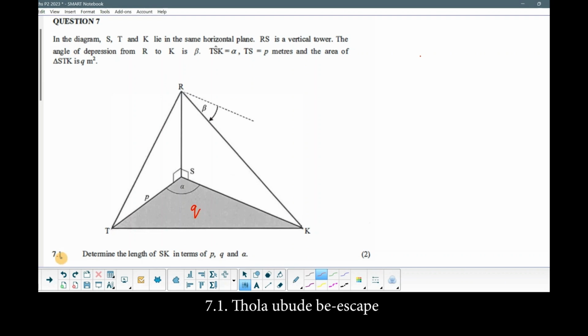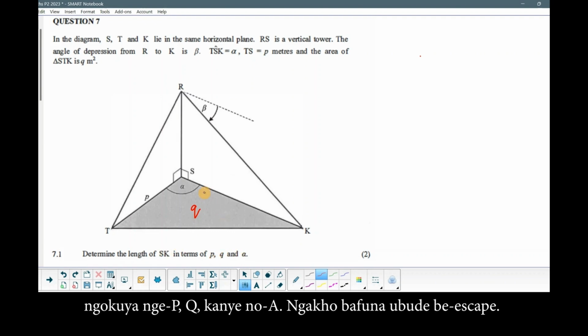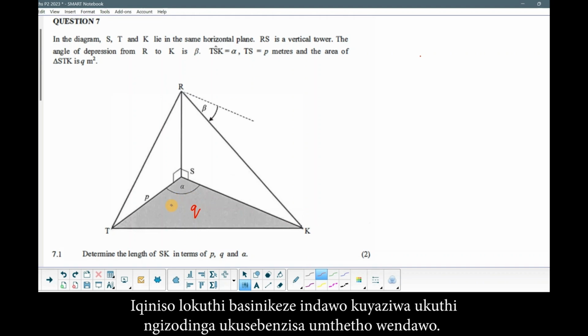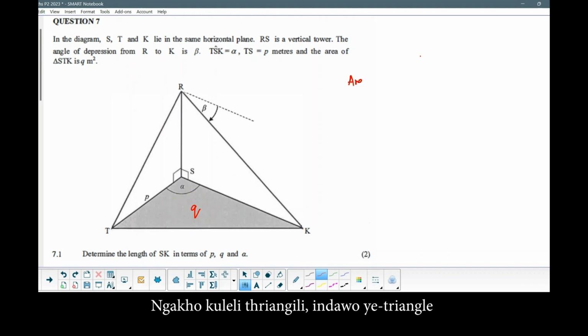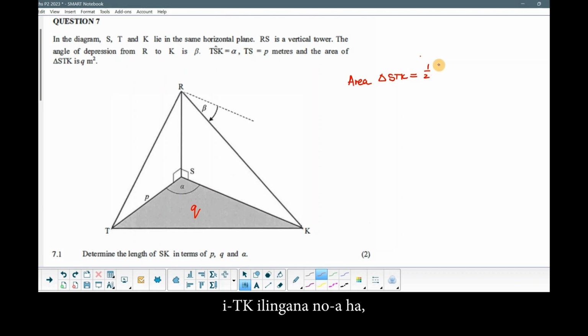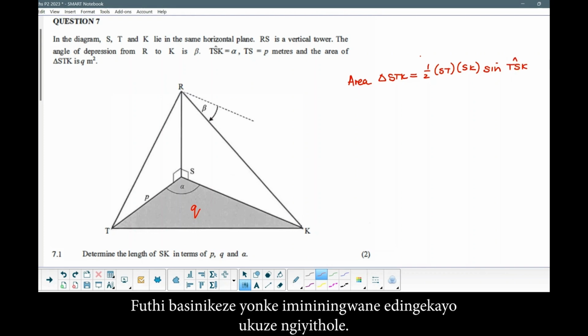All right, 7.1. Determine the length of SK in terms of P, Q, and alpha. So they want the length of SK. The fact that they gave us the area, I know I'm going to have to use the area rule. So in this triangle, the area of triangle STK is equal to a half ST times SK times sine of the angle TSK. And we've been given all the pieces of information that I need to find SK.